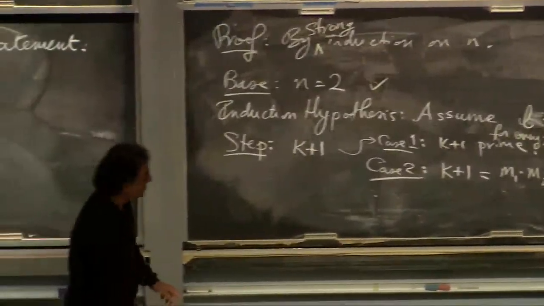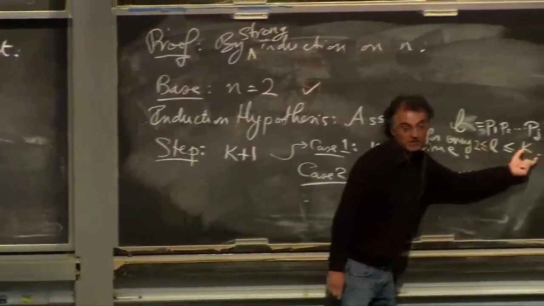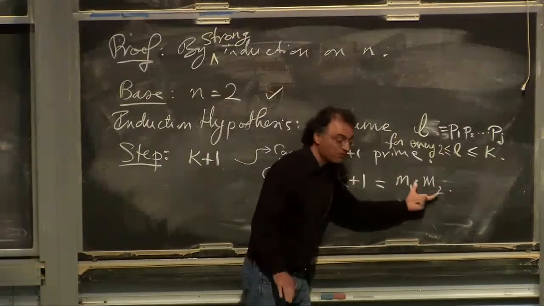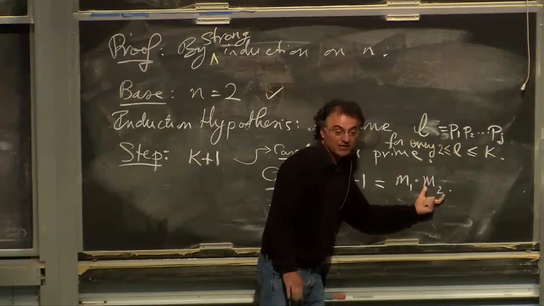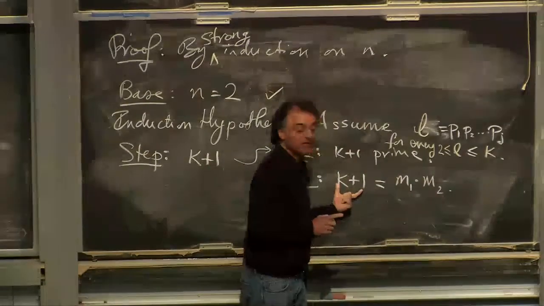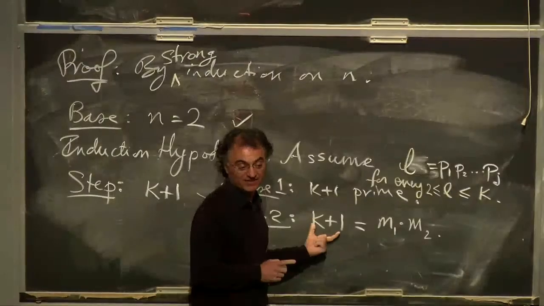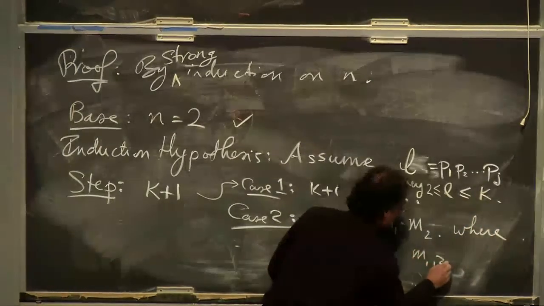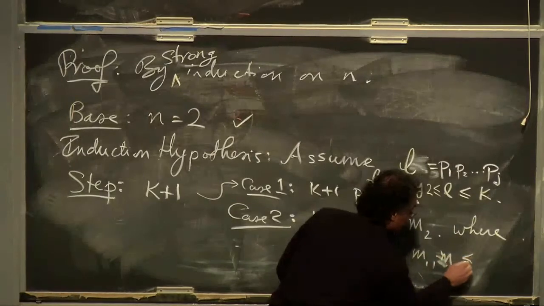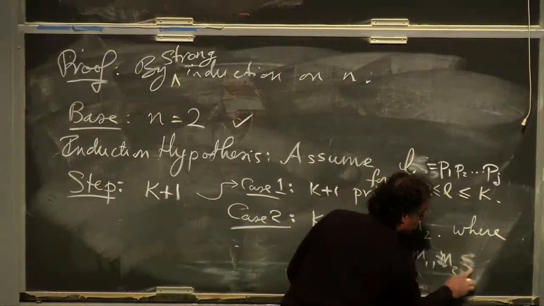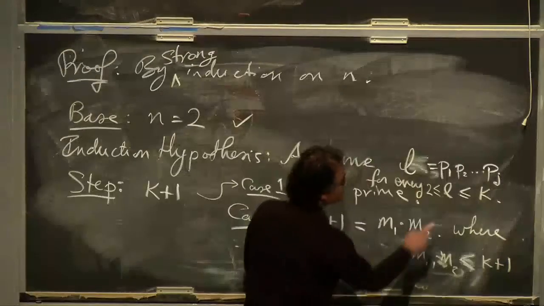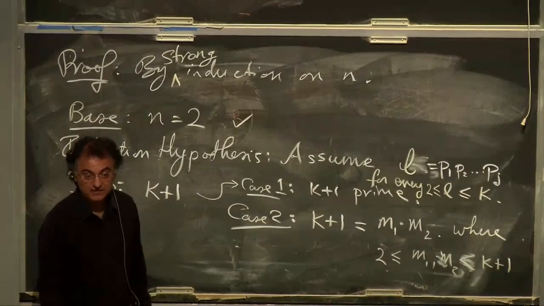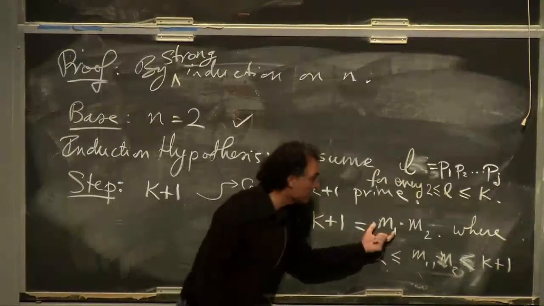Now we can move forward, because now we want to prove the case k plus 1. So we say k plus 1 is either prime, in which case we are done, or k plus 1 is a composite. It's a product of m1 times m2, where m1 and m2 are both strictly smaller than k plus 1. So they are less than or equal to k, and they are at least 2. Right? They are non-trivial. Neither of these is 1.